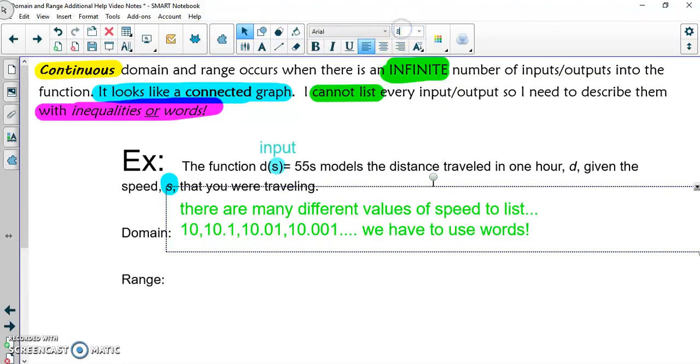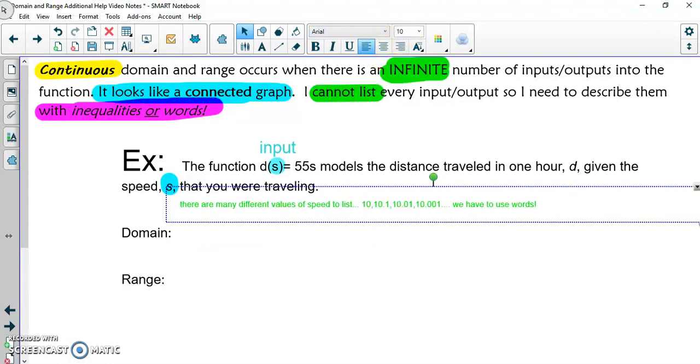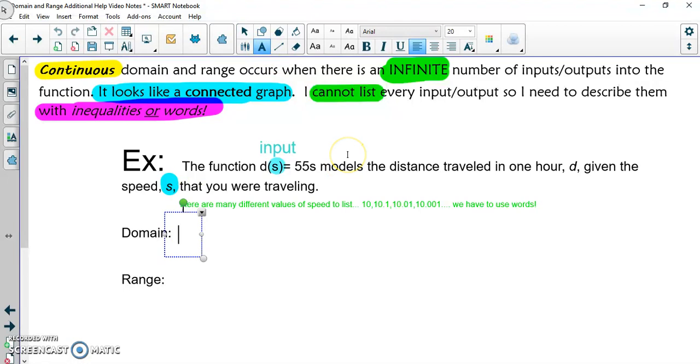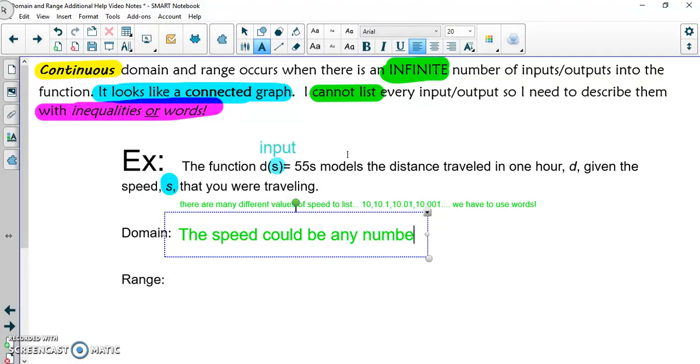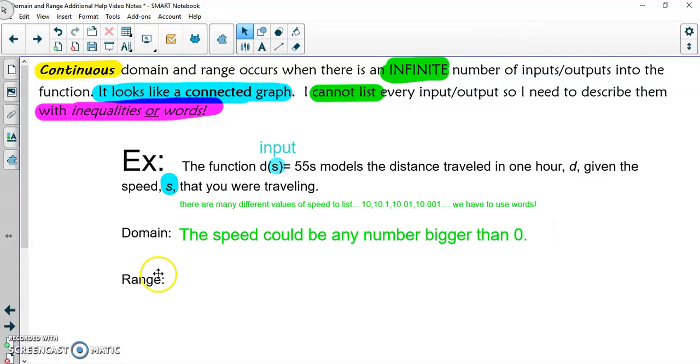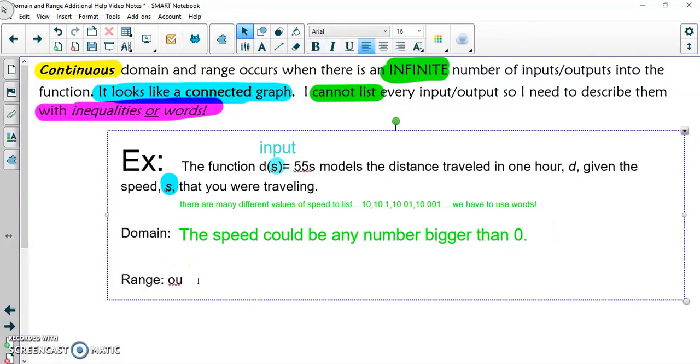So if our thought was, well, we have to use words, I'd have to describe what are all the speeds that we could plug in. I would say the speed could be any number bigger than 0. And depending on the car, maybe, if I don't know what type of vehicle I'm in, you might have an upper limit, but right now you just say the speed can only be anything that's bigger than 0. Now the range is the output.